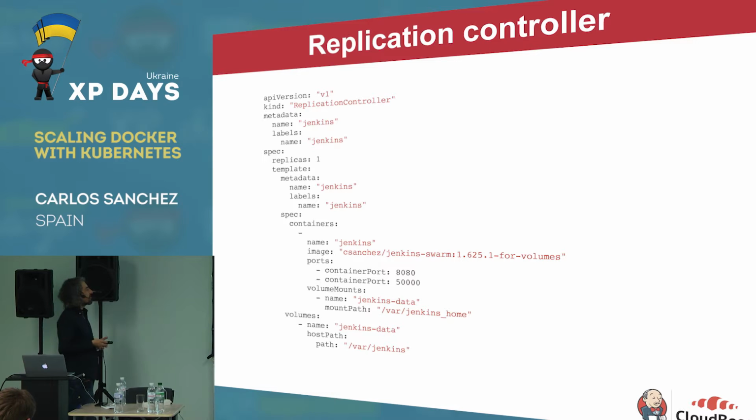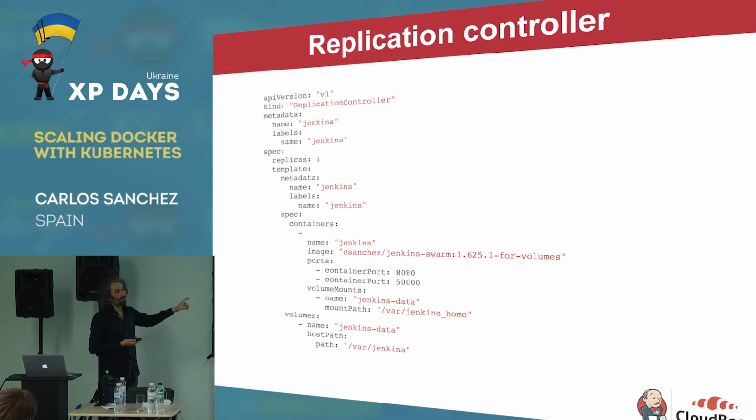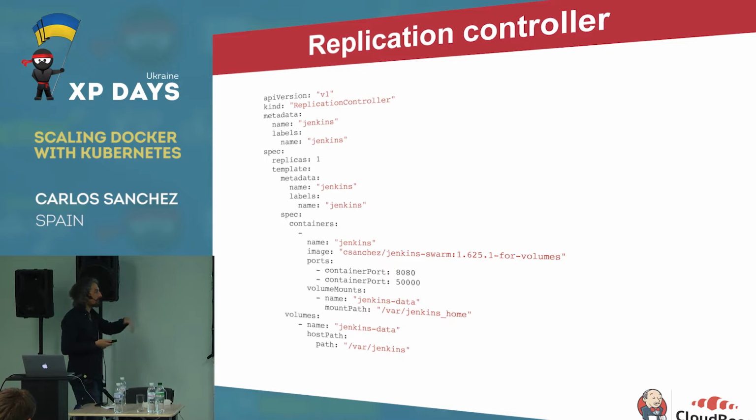And the replication controller definition is basically like a pod definition where you say how many replicas you want to have. In this case, just one replica. And in the spec, same thing as in the pod definition, you say what image you want to run, what ports you want to expose, what volumes you want to mount. And that's pretty much it.